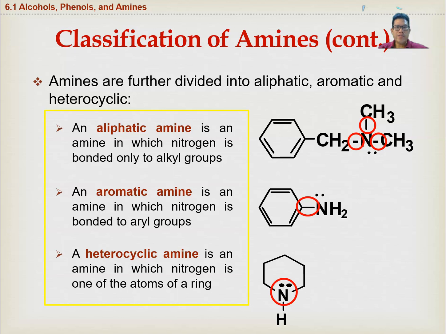You can classify amines as aliphatic amines when the nitrogen is in the alkane chain. Then you call it aliphatic amines. If it is directly attached to a benzene ring, you call it aromatic amines, and if the nitrogen is inside the ring, you call it heterocyclic amines. This one is just different terminology. That's it.